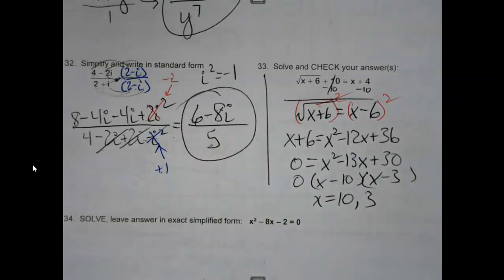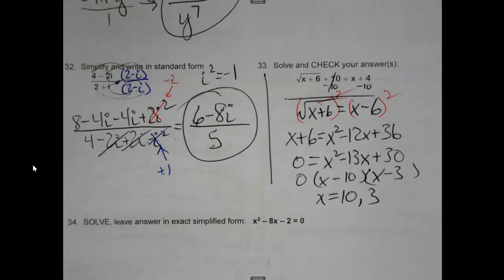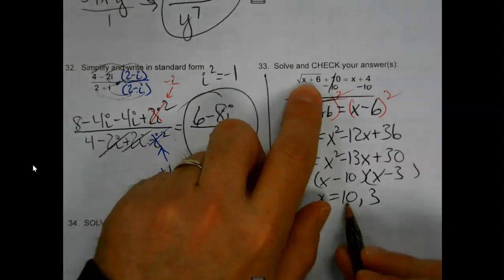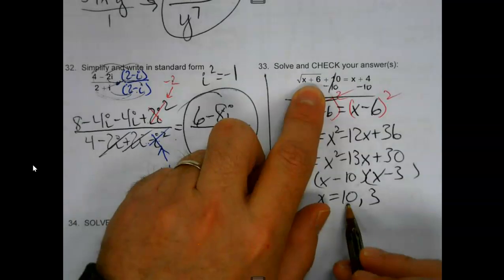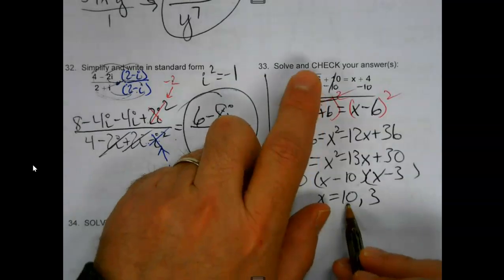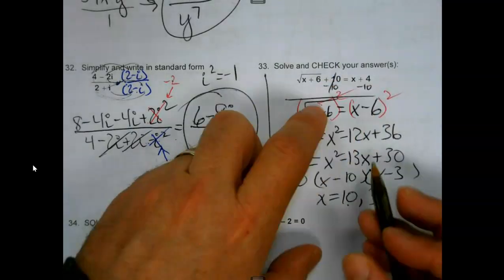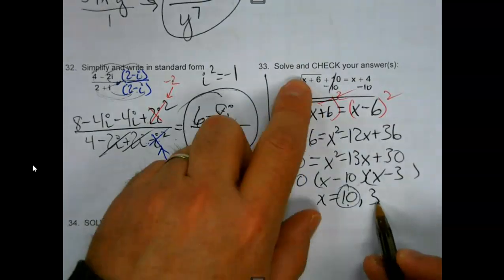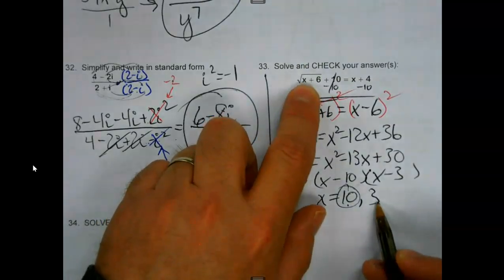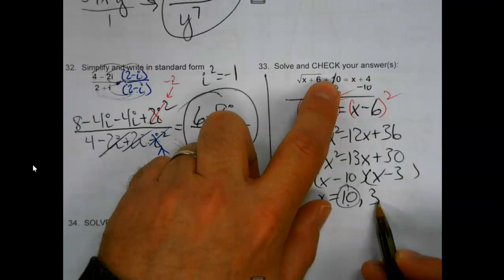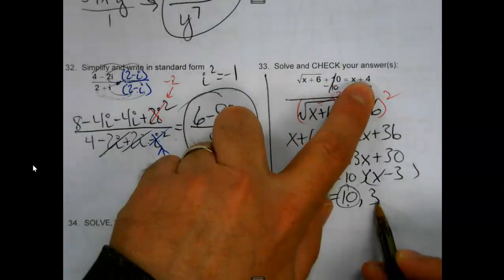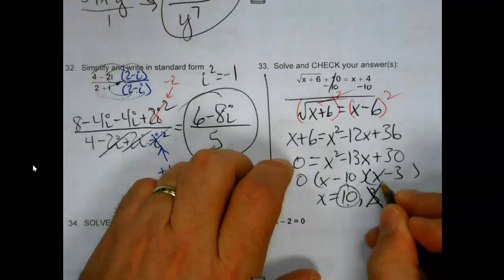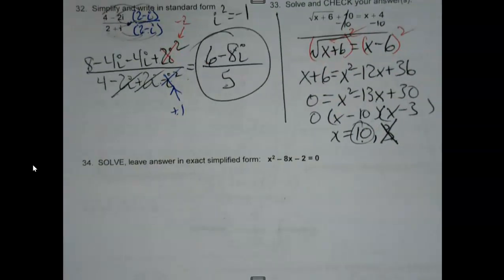Okay, Hardy, but Hardy, they're not negative. 10 plus 6 is 16. Square root of 16 is 4. 4 plus 10 is 14. 10 plus 4 is 14. Okay, we're good. 3 plus 6 is 9. The square root of 9 is 3. 3 plus 10 is 13. 3 plus 4 is not 13. Whoop. Don't want to lose points.